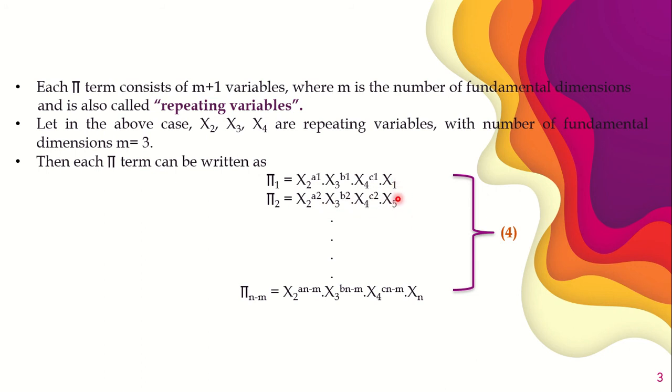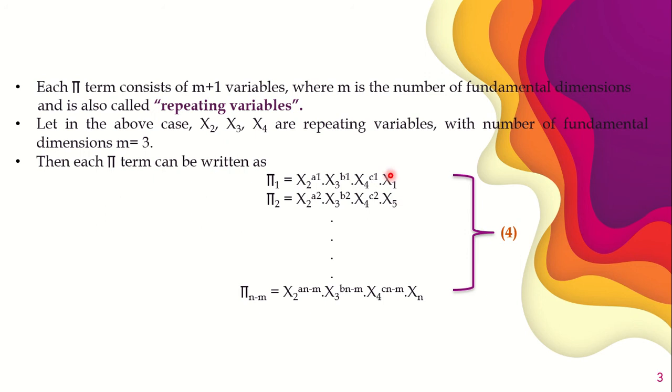Means they are the remaining variables. Okay, first what you should do is write pi 1 is equal to whatever repeating variables you have, first write them x2, x3, x4 to the power a1, b1, c1. Similarly, pi 2 is x2, x3, x4 to the power a2, b2, c2. Similarly, pi n minus m is x2 power an minus m, x3 power bn minus m, x4 power cn minus m.